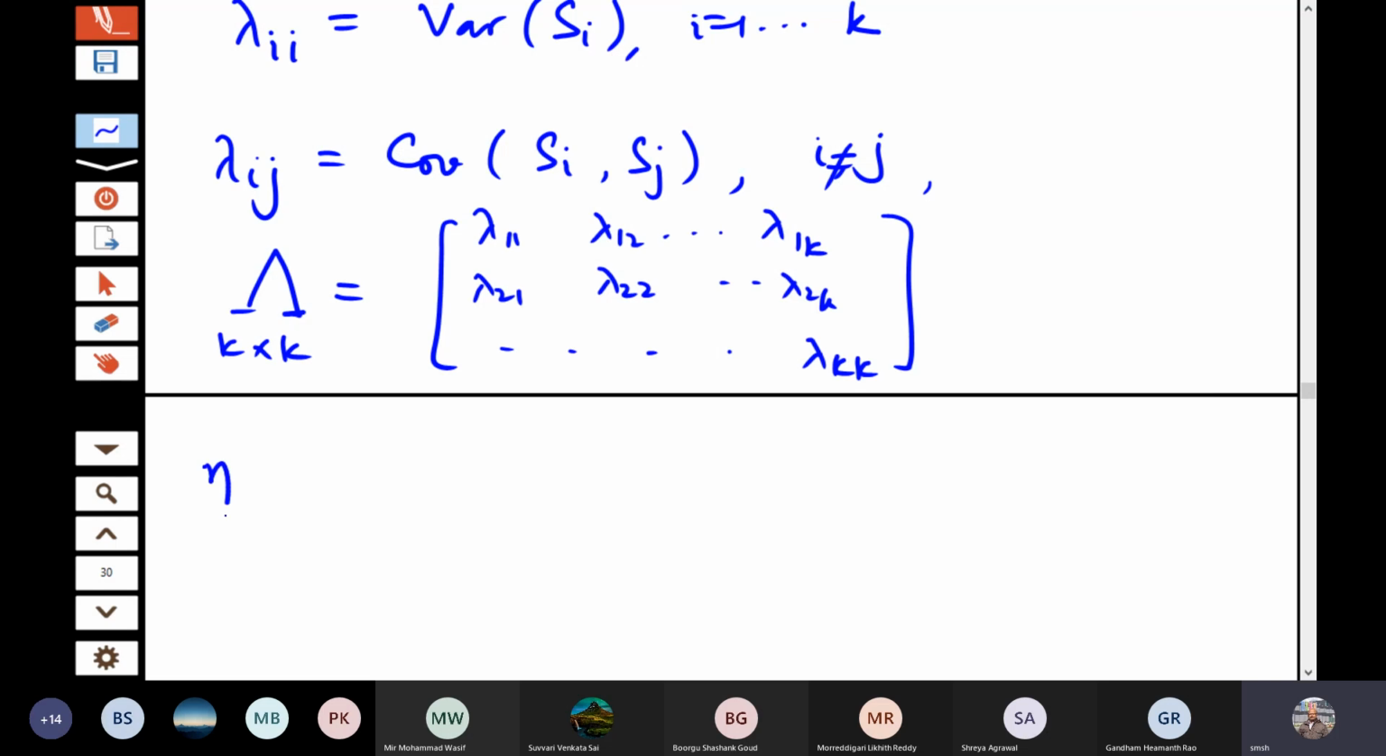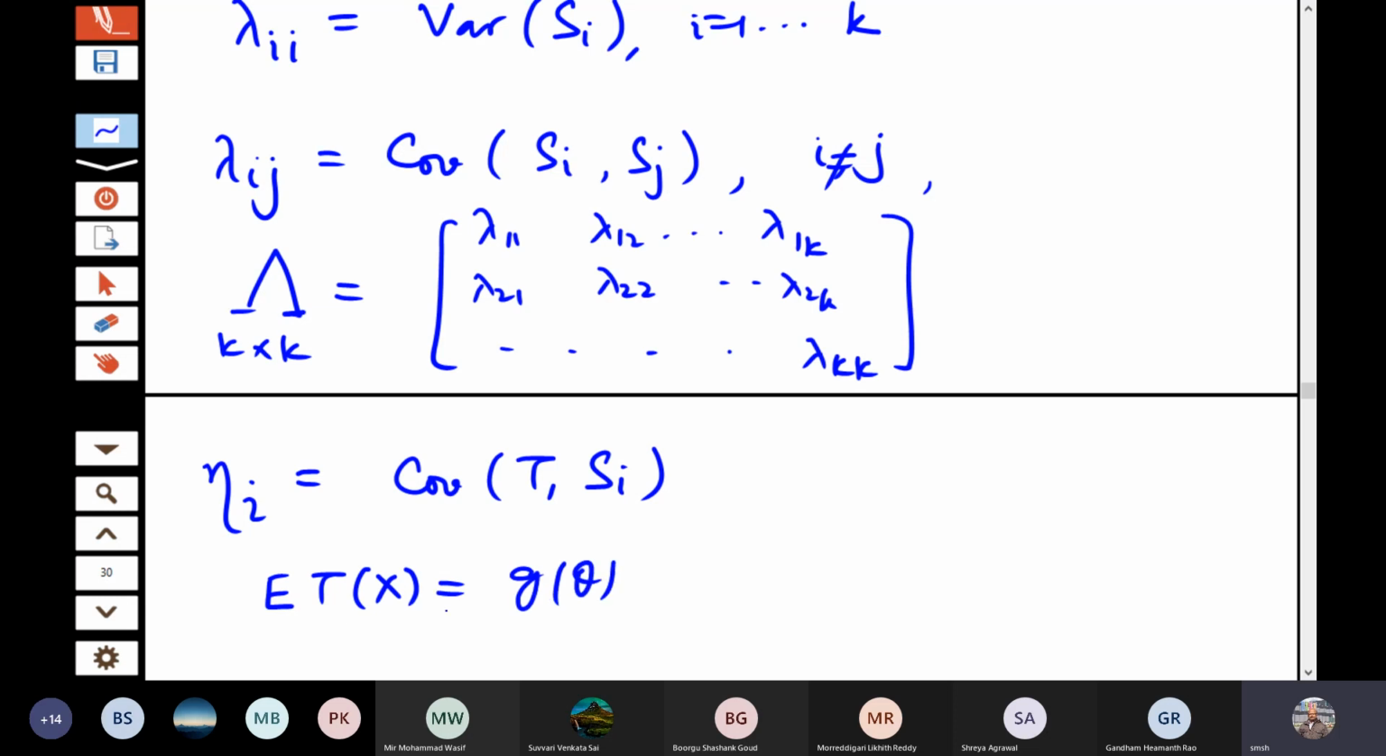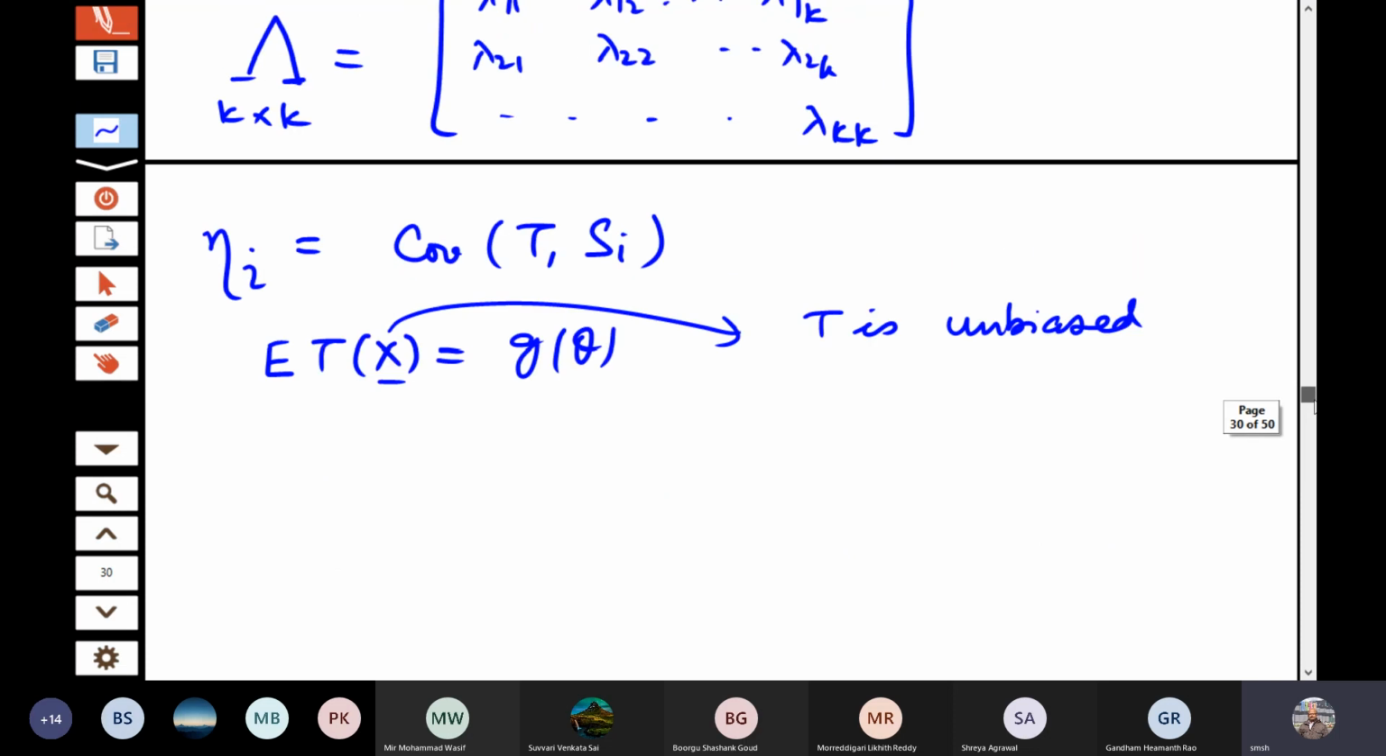We also define some term like eta I is equal to covariance between T and Si. And expectation of T is actually G theta. So T is an unbiased estimator. So what will be the lower bound for the variance? RCLB we have seen. Now we will see Bhattacharya bound.